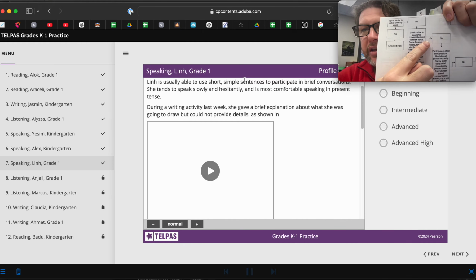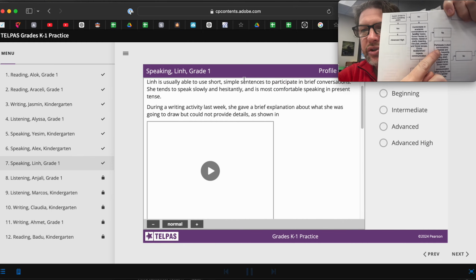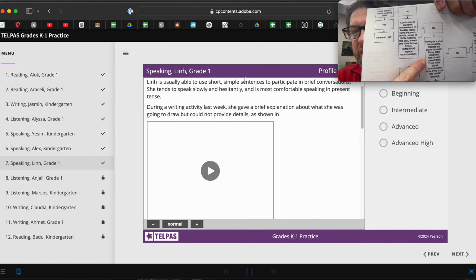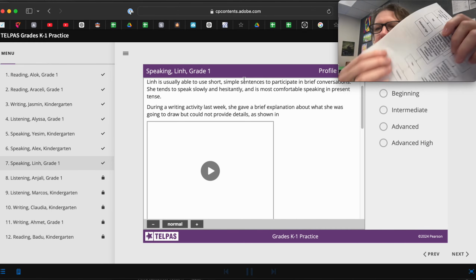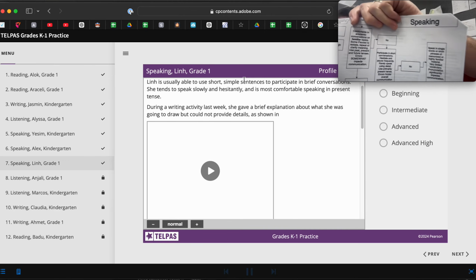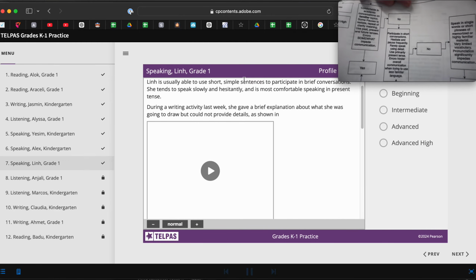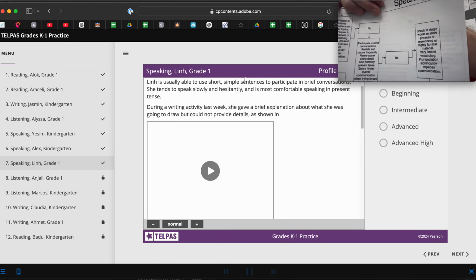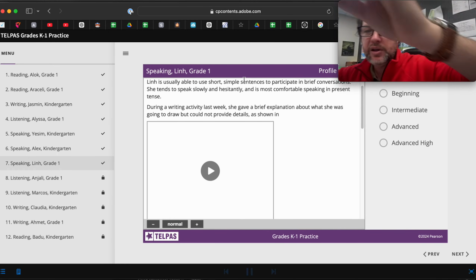Not really, I don't think. Participates in short conversations, hesitate, pause frequently, rarely speak using detail. Possibly. Let's see what beginning would be. Beginning is: speak in simple words or short phrases of memorized or highly familiar material. Very limited vocabulary. Very limited.